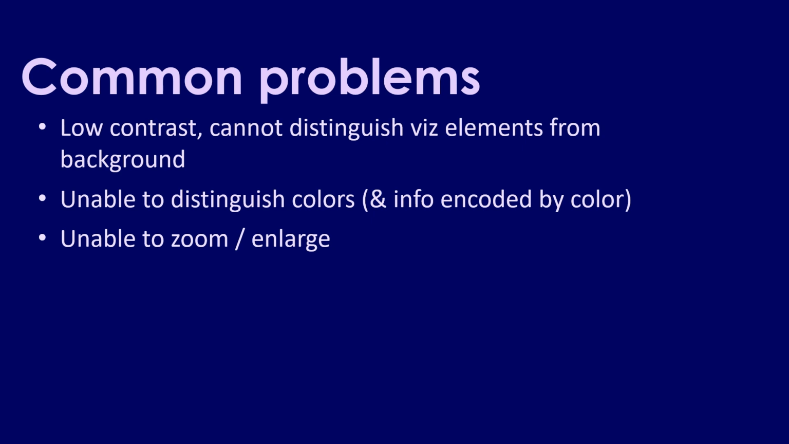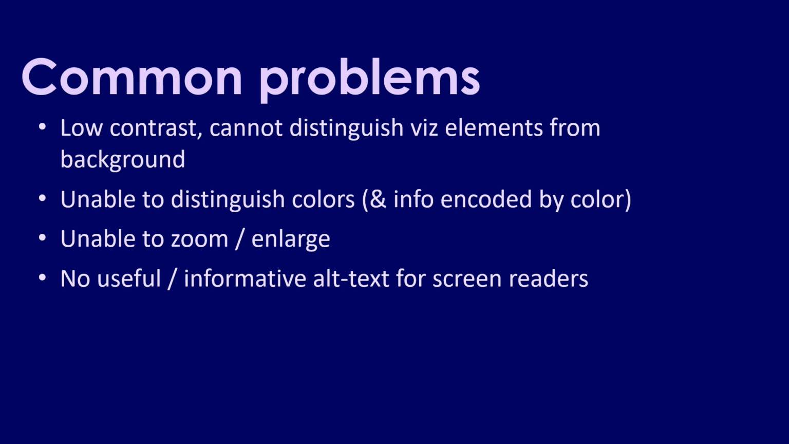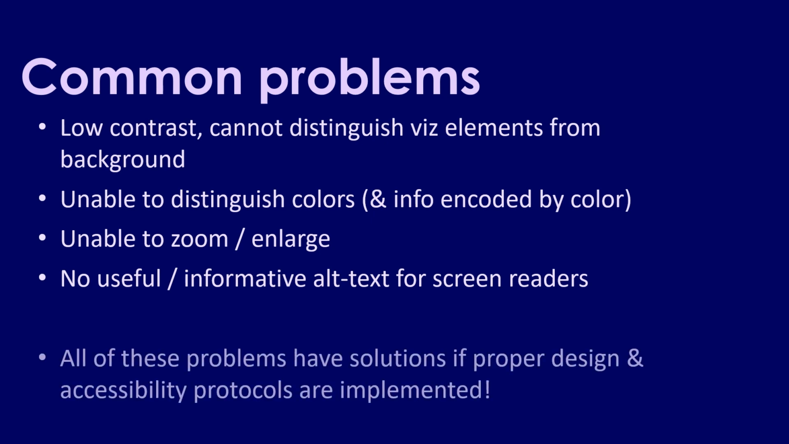If you're not able to properly zoom or enlarge an image or a visualization, that again is going to be an issue for many people. And if there's no useful or informative alt text for screen readers, that's going to make it completely inaccessible for fully blind users or anyone who's using a screen reader. In the second part of this presentation, I will talk about what alt text is, what that means, and how to create it. The good news is that all of these problems have solutions, right?